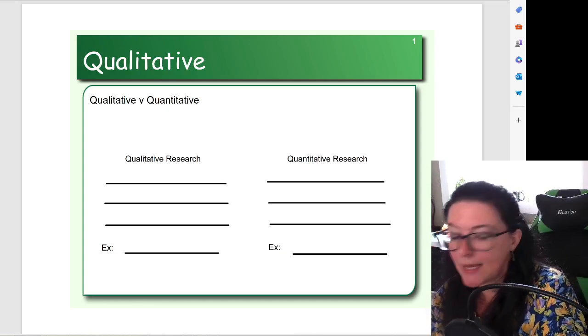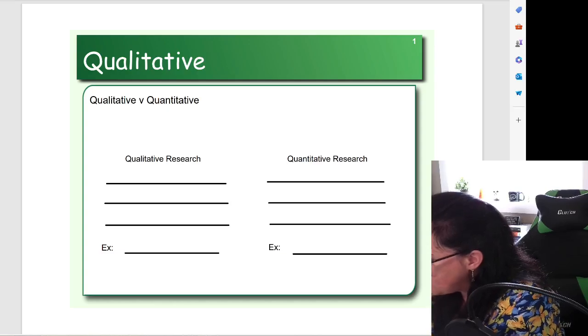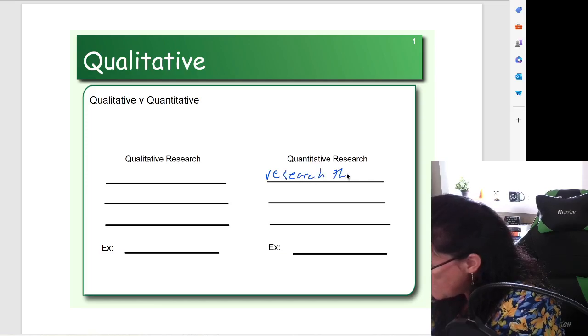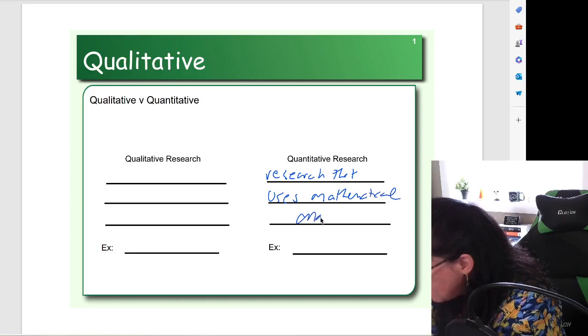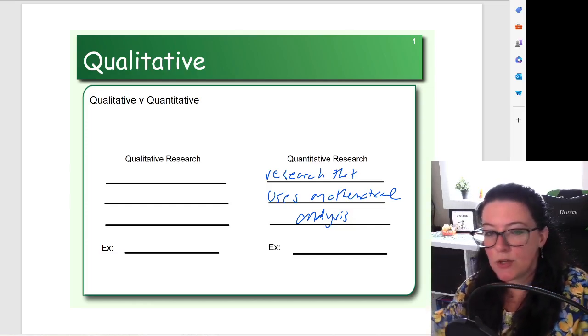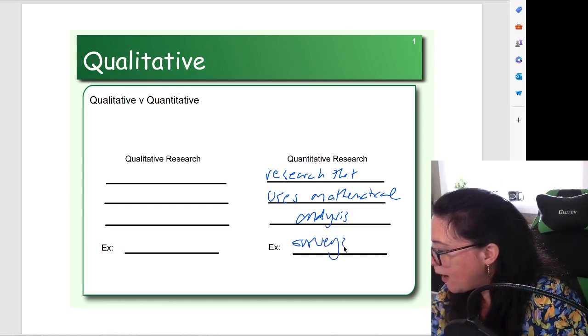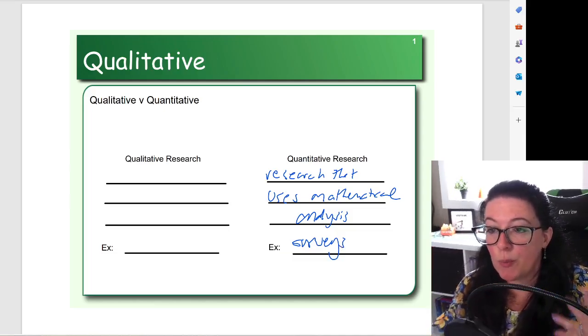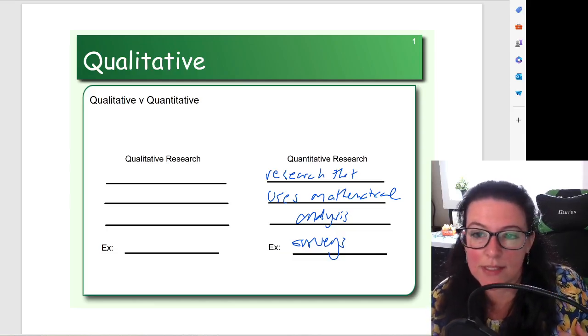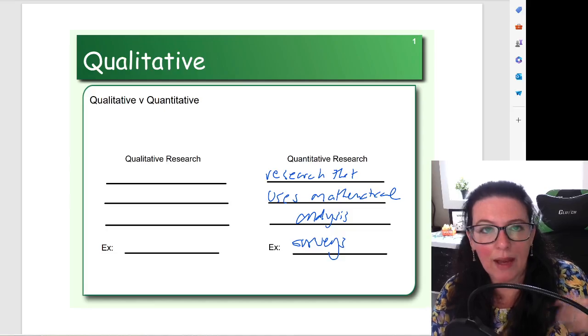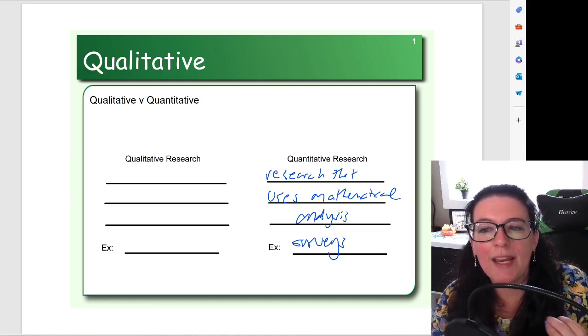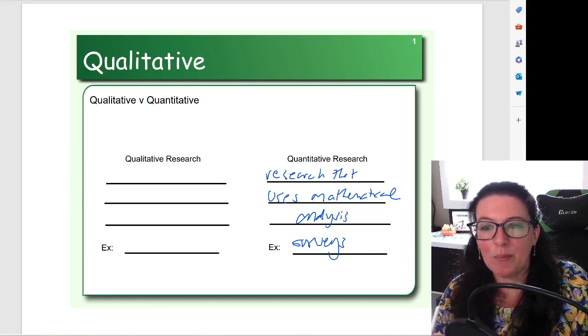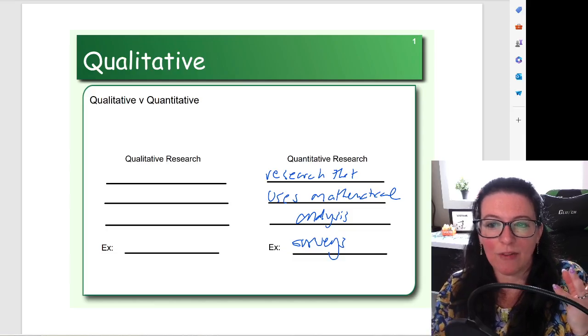When we talk about quantitative research, we're talking about research that uses mathematical analysis. So with quantitative research like surveys, we can figure out what percentage of the group feel a certain way or have certain characteristics. And so we can use math like proportions, what percentage. We can look at and compare, let's say, the average height of one group to the average height of another.